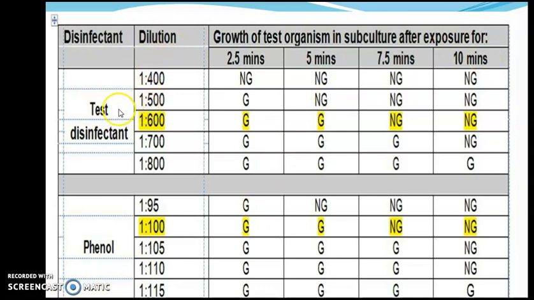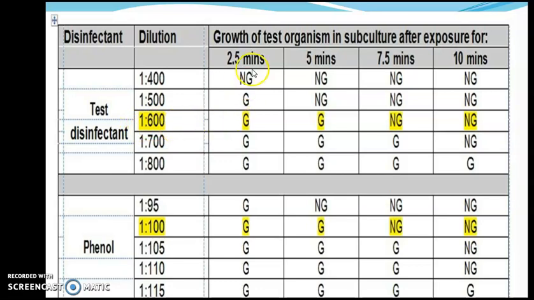Let's take an example of the dilution of the testing disinfectant, that is 1:400. In this you can see when the organism is exposed to the disinfectant for various time periods, in the first minutes itself there is no growth obtained when it is exposed for the period of 2.5 minutes, because here the concentration of disinfectant is more. But as you go down, you can see that the concentration of disinfectant is getting reduced as it is more diluted. And for example, we can take 1:600 dilution.